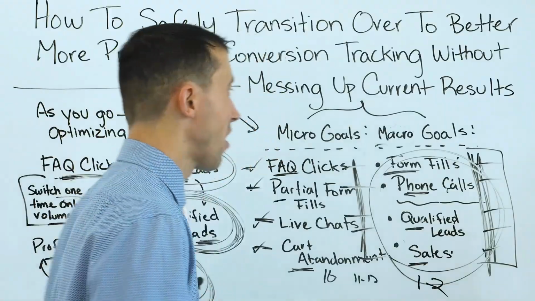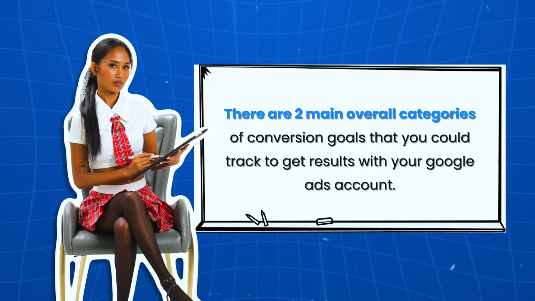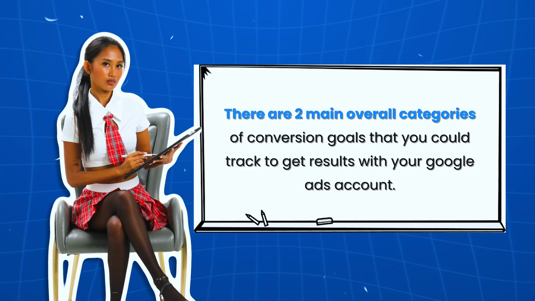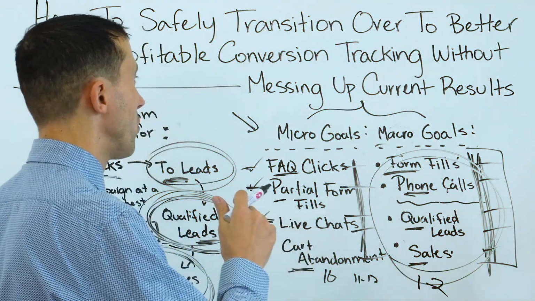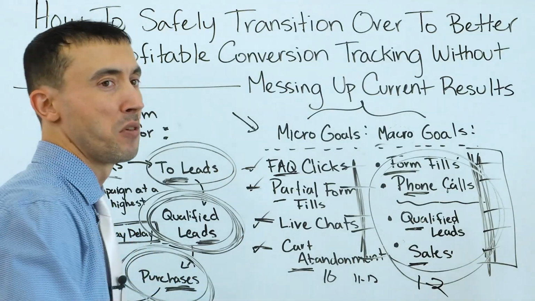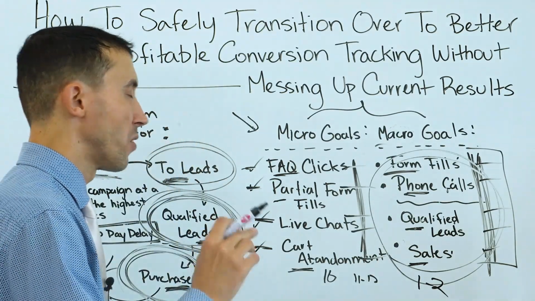So with that said, getting into the content, there are 2 main overall categories of conversion goals that you could track to get results with your Google Ads account, okay? Ultimately, when we're talking about Google Ads, you could also be doing the same thing with Microsoft Ads, and the same thing would apply.